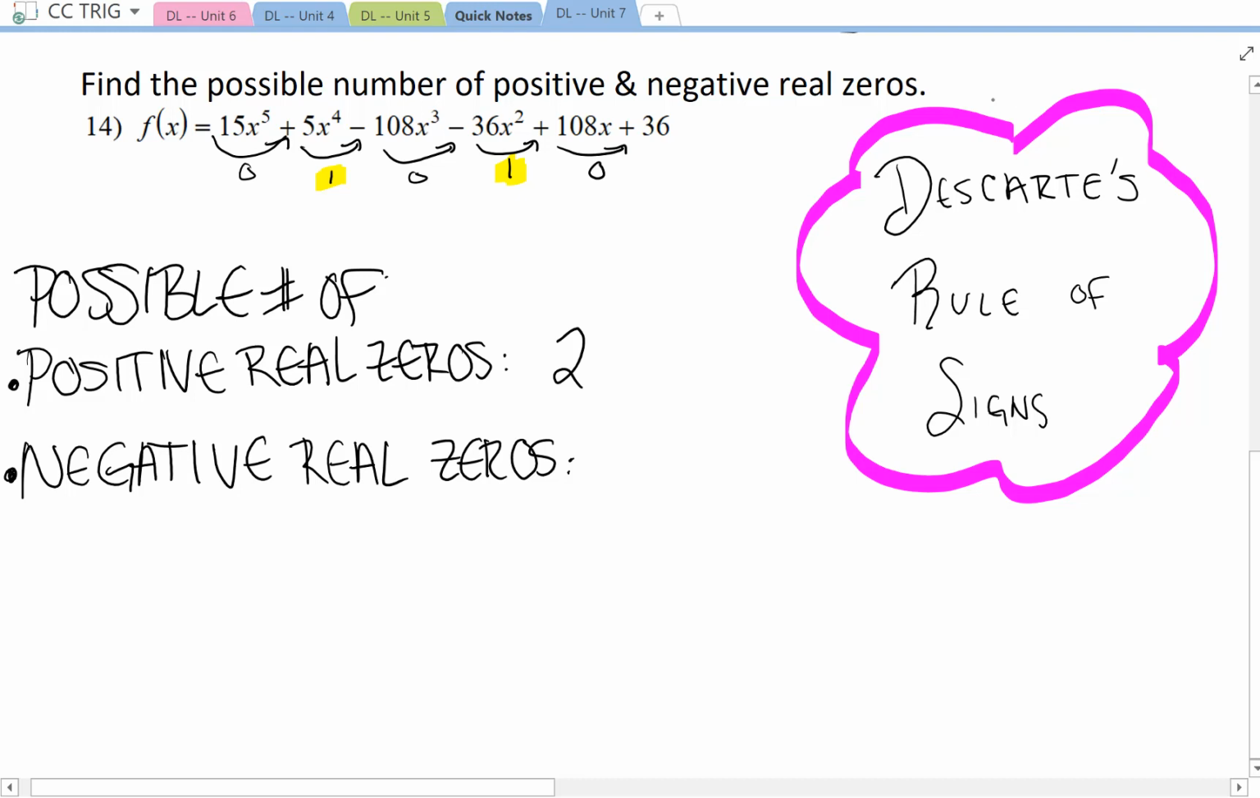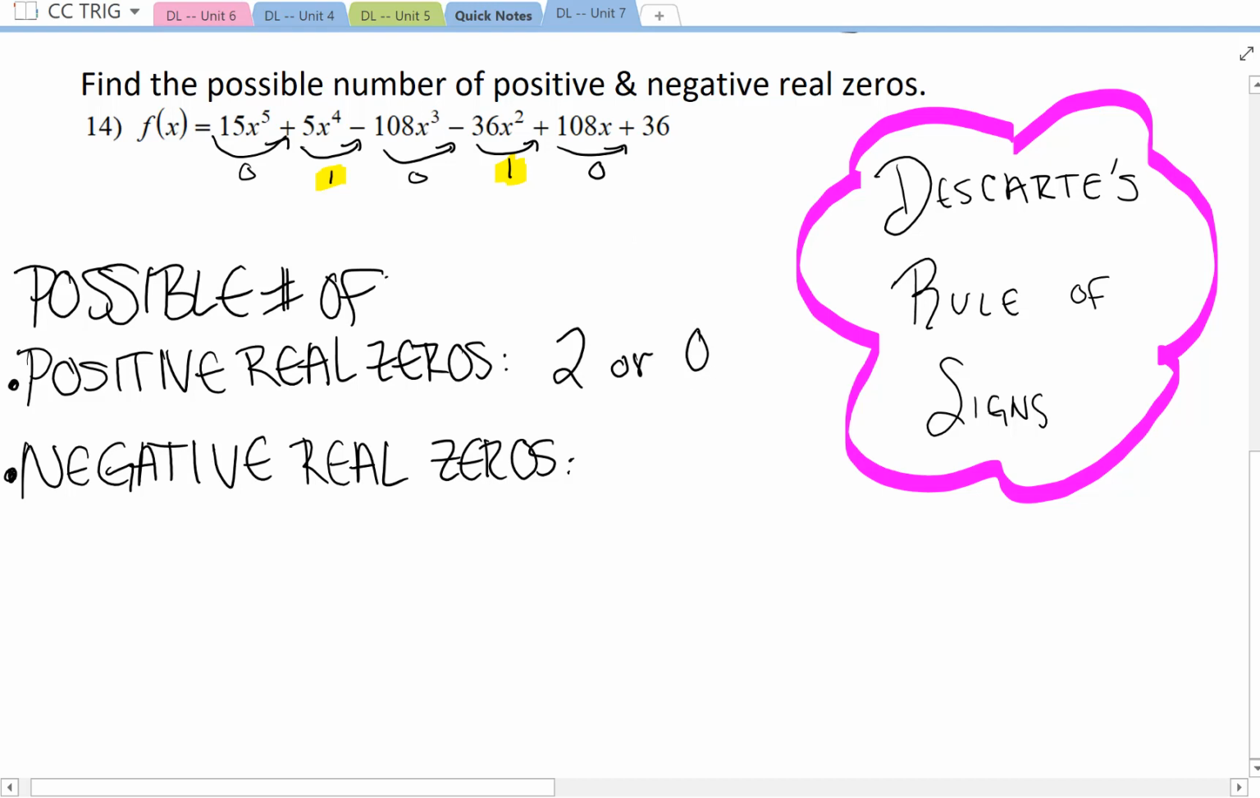Also, 2 minus any even integer until you reach 0 or negatives. So what is 2 minus the smallest even integer, which is 2? So what's 2 minus 2? That is 0. So there could be 2 positive real zeros or 0 positive real zeros.